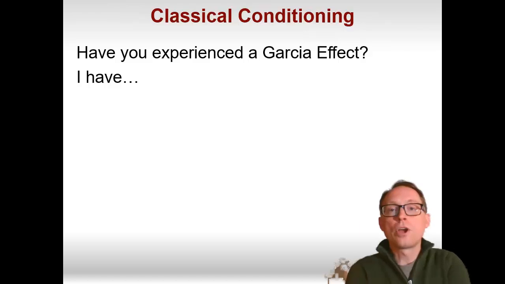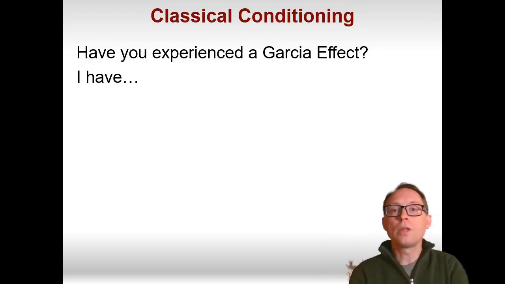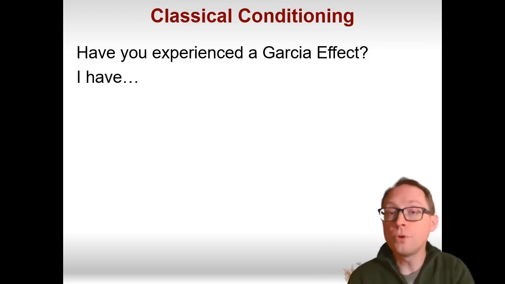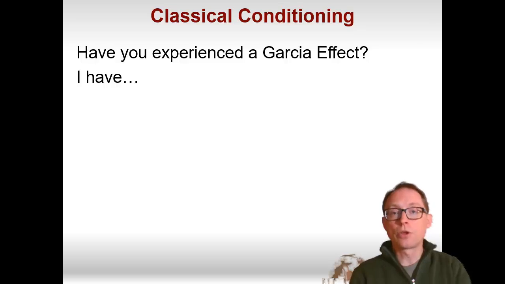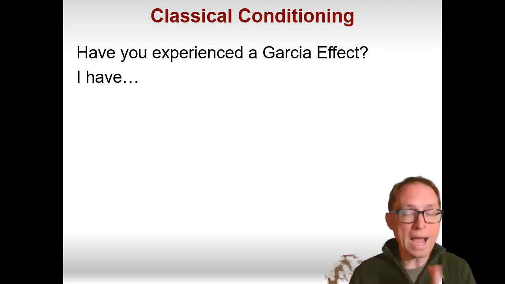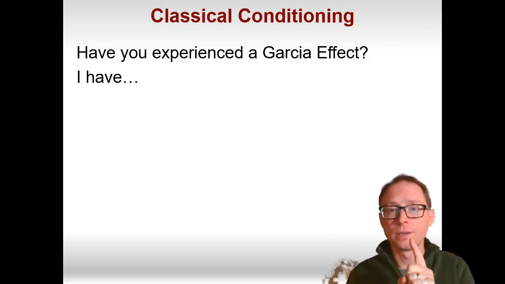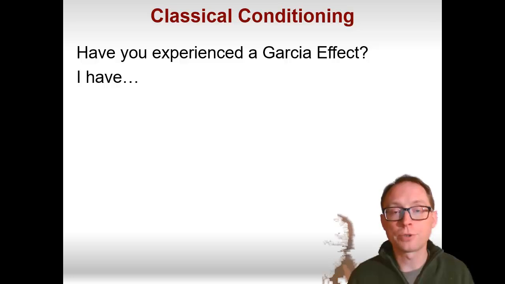The Garcia effect is an example of classical conditioning. It is when we create a food aversion using classical conditioning. Now, the Garcia effect is particularly useful because you can actually have a backward long delay pairing and only do it once, and then you've got a classically conditioned response, and for the rest of your life you can't eat a certain food. So let me give you an example.